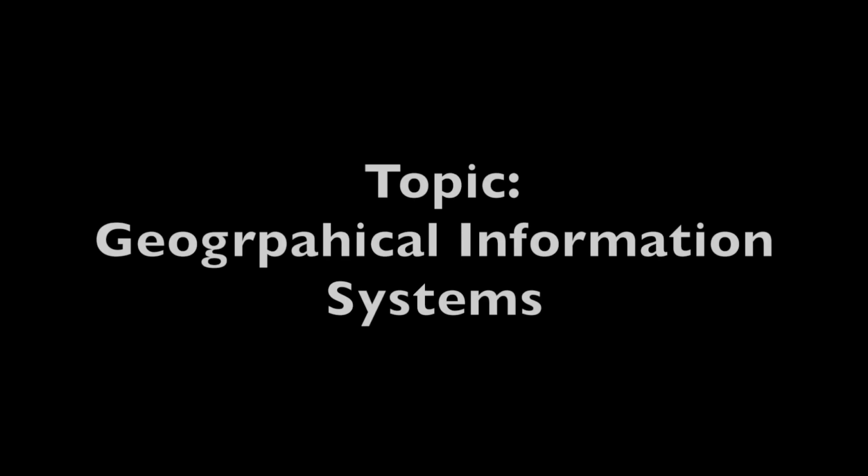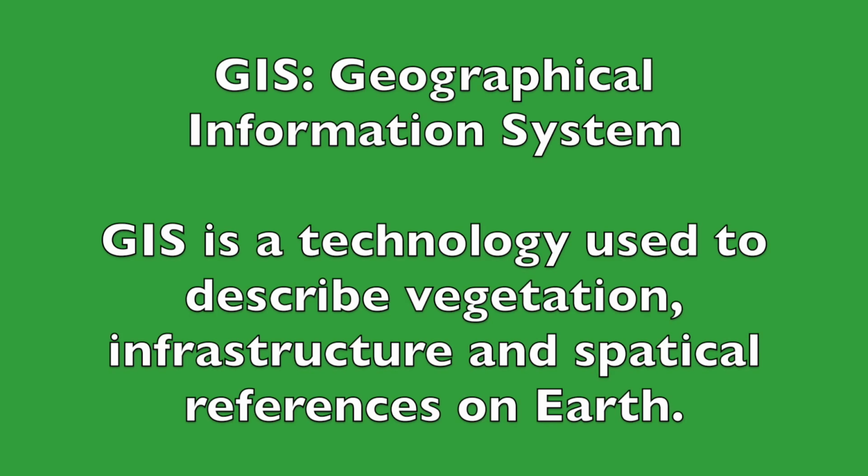Hello, friends! Today we are going to learn about Geographical Information Systems, or GIS for short. Okay, you've heard this term GIS before, but what does it mean and how does GIS help us in our everyday lives? GIS is a technology used to describe vegetation, infrastructures, and spatial references on Earth.